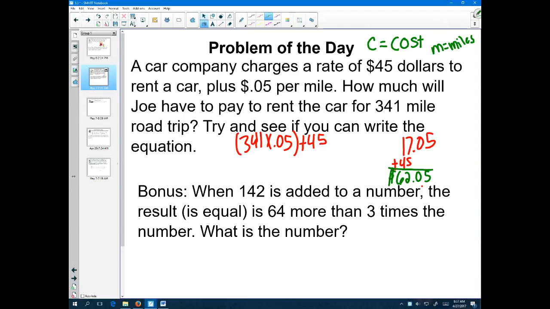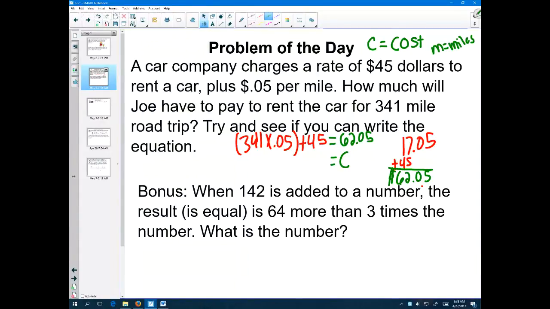Okay, now let's give letters. C equals 62.05 up here. Which one of those numbers is cost? Out of those numbers, which one deals with the cost? The 62.05. That is your cost. That's how much you're going to pay. The other one is miles. Which one of those numbers deals with miles?